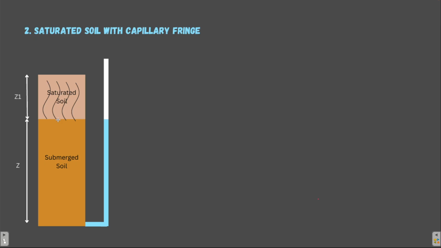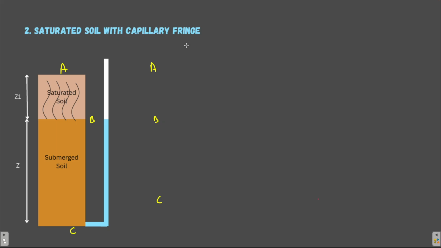This case is of soil where the soil is having a capillary fringe. Now for this soil, let this be point number A, let this be point number B, let this be point number C. For each point, we are going to calculate the total stress, then pore water pressure, and then the effective stress. So this is point number A, this is point number B, and this is point number C.